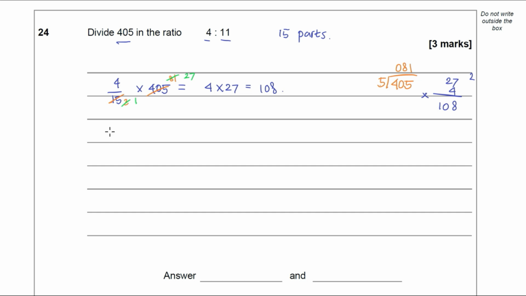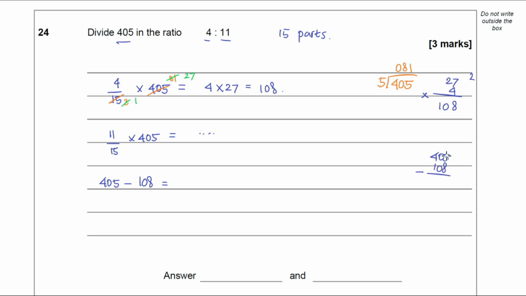Either you want to calculate this part, 11 by 15 times 405, or actually you can just take away 405, take away the first part. So it must be easier. Just 405, take away 108.